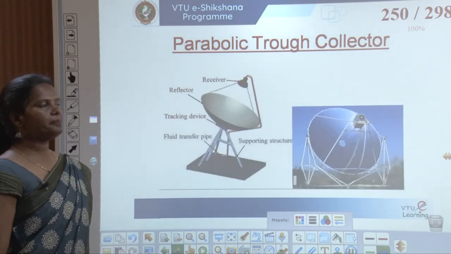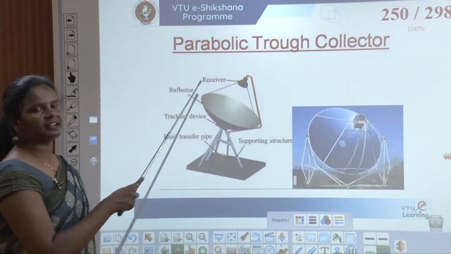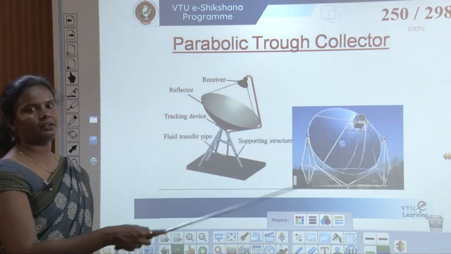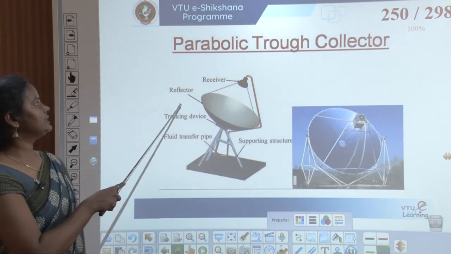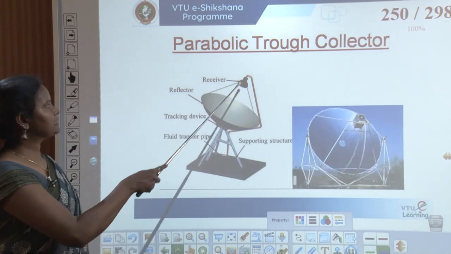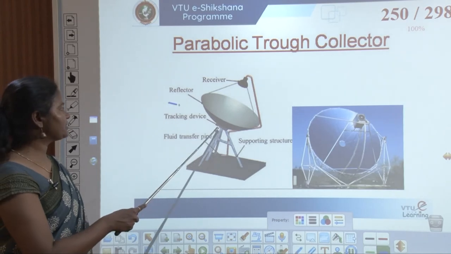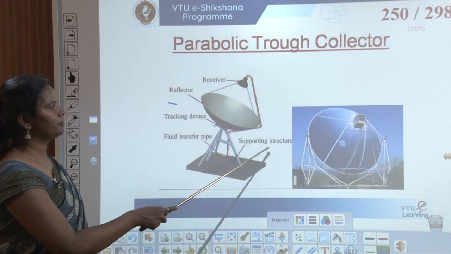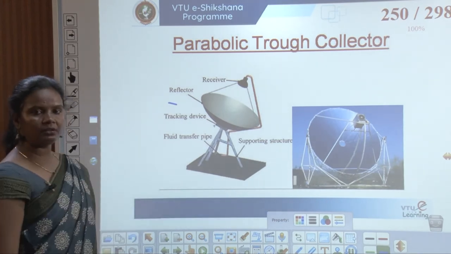So it can be a continuous concave surface like that, or else it can be like this parabolic trough collector. Like this it can also be provided. What happens in this parabolic trough collector is there is a reflector which is bigger in size, and there is a receiver. You can see the receiver is smaller than this, and there is a tracking device below, a fluid transfer pipe and a supporting structure. So it can be mounted like this onto the ground.